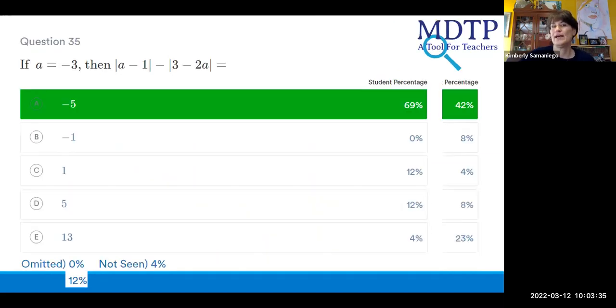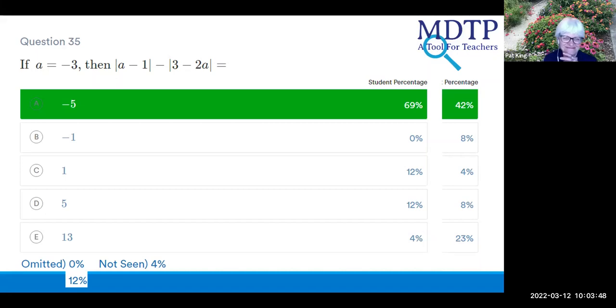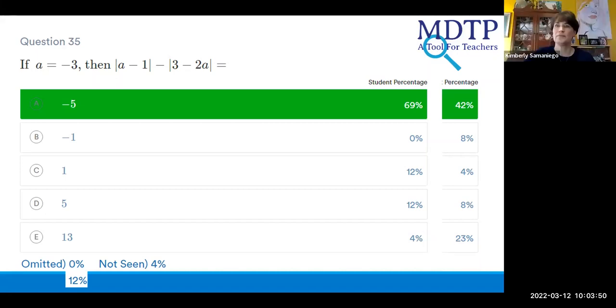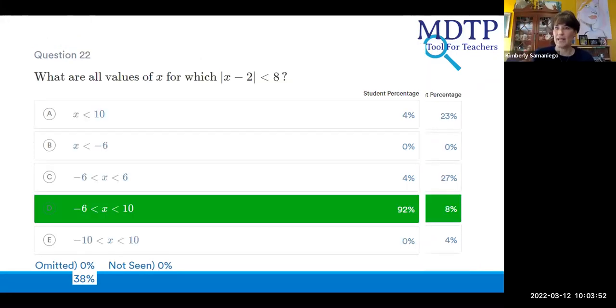So you'll notice that I have a pre-post. On the right-hand side is the percentage the students got when they came in. 42% got this item correct, and exiting 69%. Not exiting, this is mid, right? So we still have 4 more weeks to go. Mid, 8% got this correct, 92%.